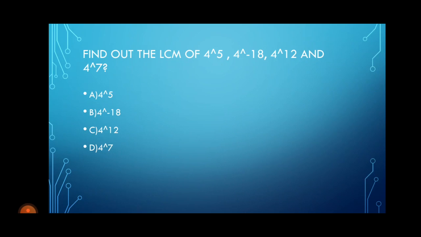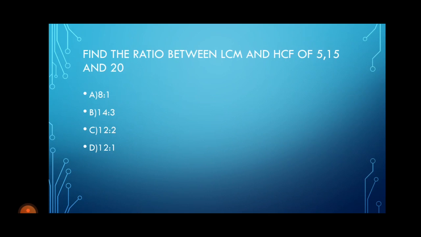Next, find out the LCM of 4 raised to 5, 4 raised to minus 18, 4 raised to 12 and 4 raised to 7. 4 options are given. We know the least common multiple value is the highest powered factor. Here the highest power is 4 raised to 12. So the option is C, 4 raised to 12.